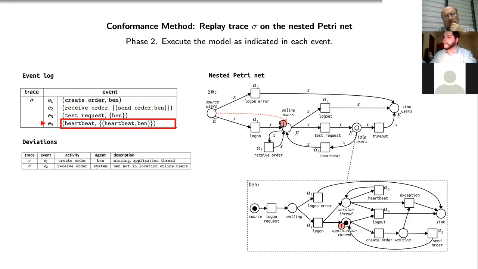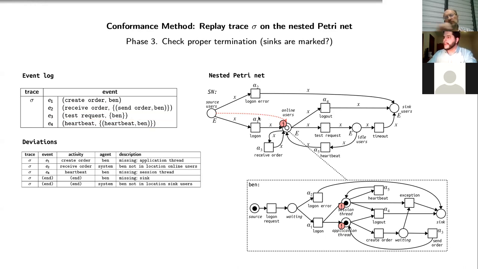So if we cannot execute the model, we perform a certain strategy. We can insert missing tokens or make a movement of tokens that we call jumps. The final phase is to check proper termination. So we are modeling processes and validating processes. We would like that at the end of the trace, for example when the trading day finished, the sinks of these models are marked. So Ben, after the execution, arrived at his final state where the sink is marked. The platform of the trading arrived at the final state where the sink is marked.